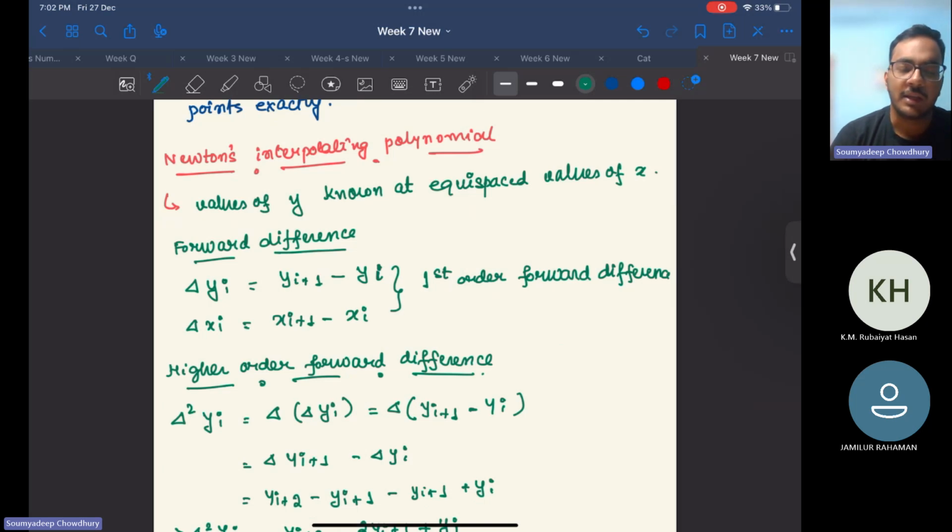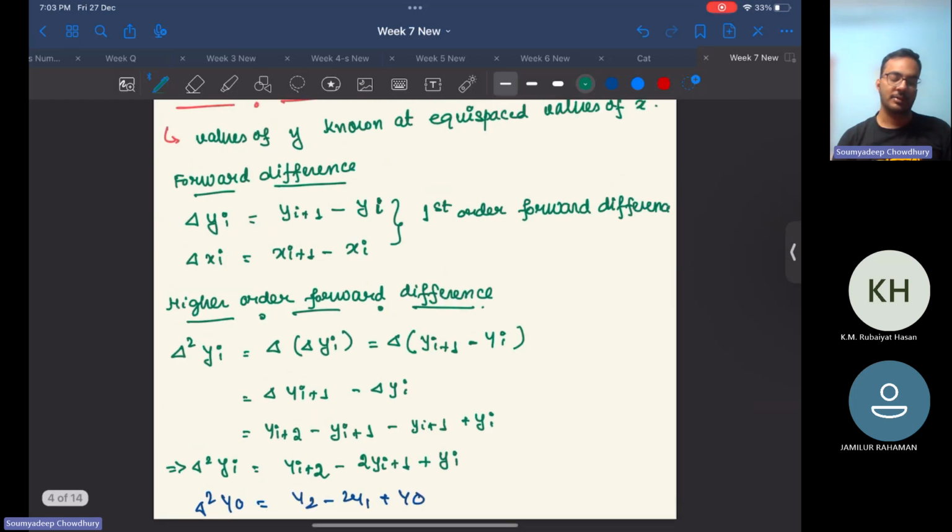So this delta yi is given by yi plus 1 minus yi. And similarly, delta xi is given by xi plus 1 minus xi. So it is the difference between two consecutive values of the variable. This is called the first order forward difference. If we want to find the higher order forward differences, second order, third order.